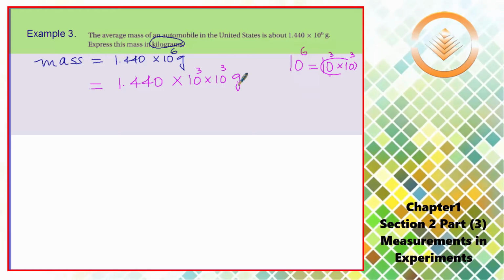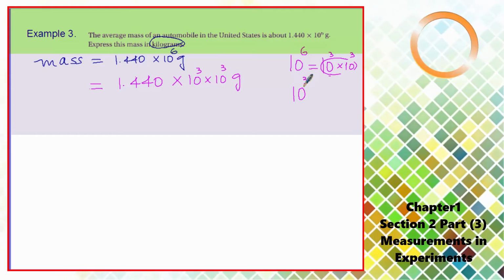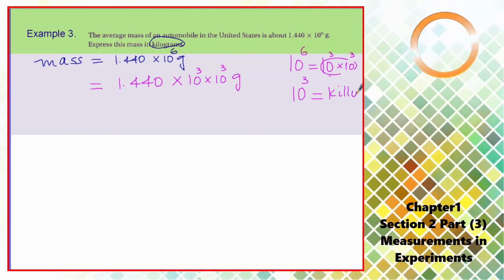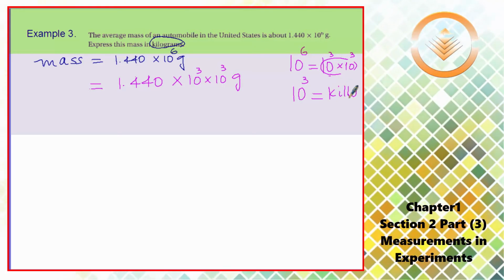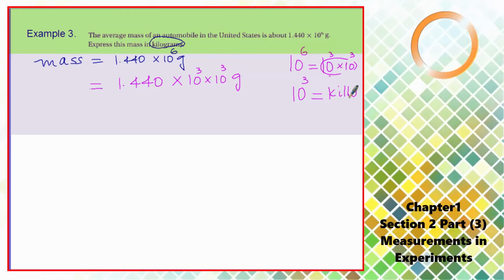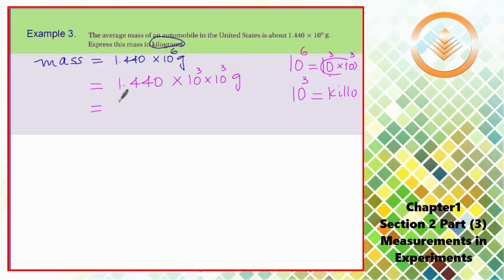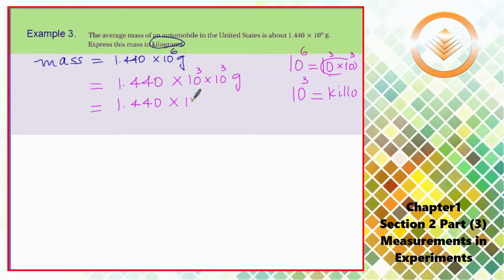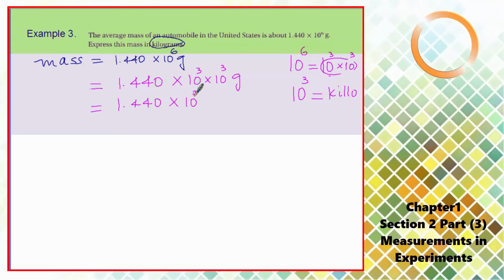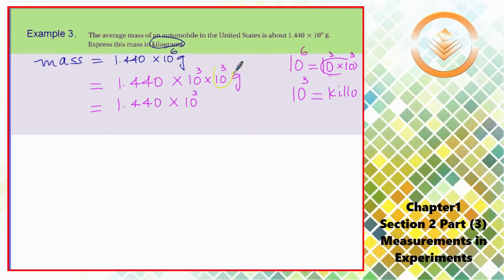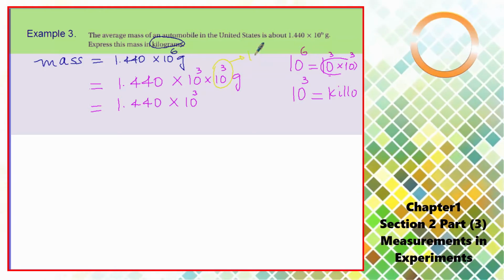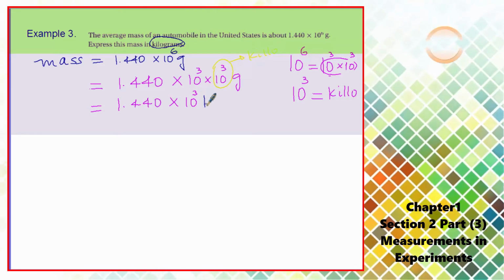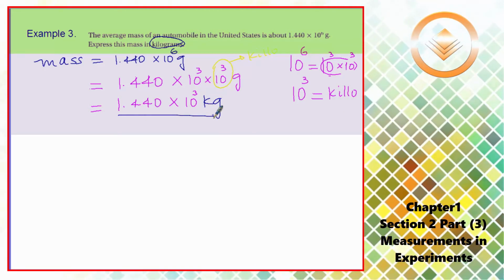From the prefixes, 10 to the power of 3 has a name called kilo. Kilo is a prefix which refers to 10 to the power of 3. So this is equivalent to 1.440 multiplied by 10 to the power of 3. Instead of this 10 to the power of 3, I can use the prefix kilo. Here I can use kilo. So this is the same as 1.440 kilogram.